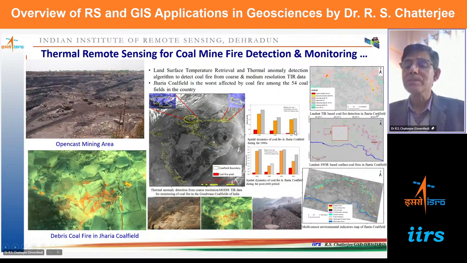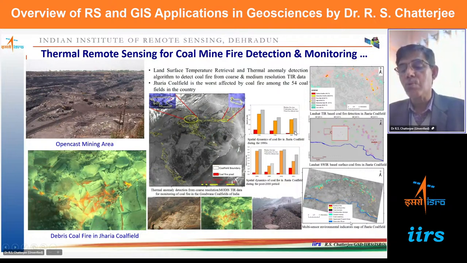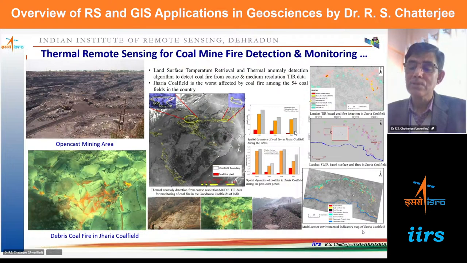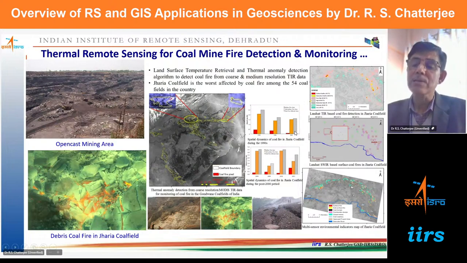Now, using this surface and subsurface coal fire information, and other mining environmental classes like open cast quarry, closed and abandoned quarries, the coal washeries, and many other classes, we have prepared the complete environmental indicators map or mine plan. Okay, so environmental impact assessment, a one-time assessment of this area, is very, very useful for the monitoring of the mining operations and the reclamation.